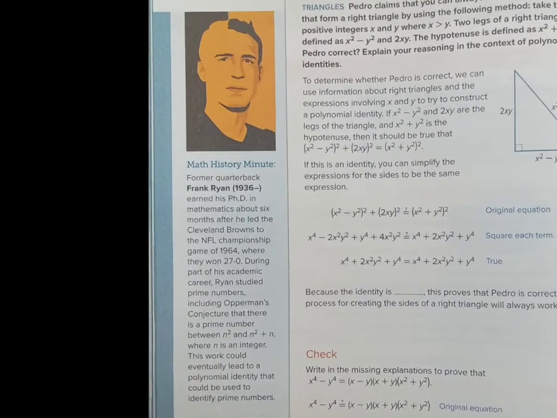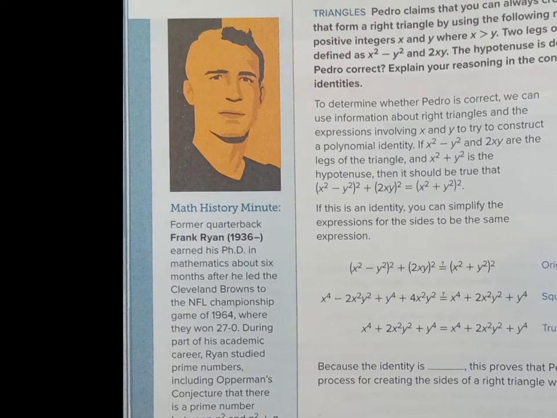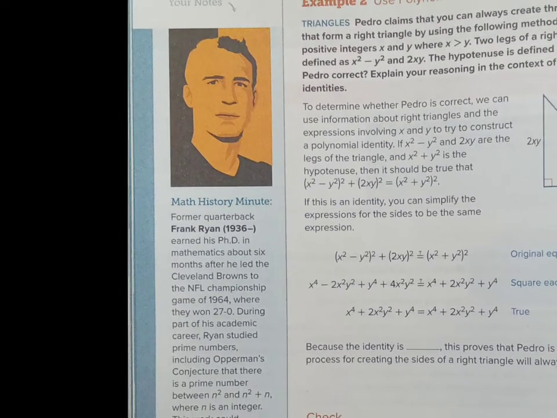We got Paul, not Paul, but Frank Ryan. Look, he used to play quarterback for the Browns. He's got a PhD in, I'm going to run out of battery. He's got a PhD in mathematics. Good guy. Good looking guy too, man.